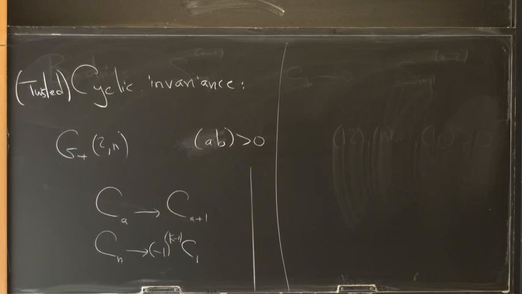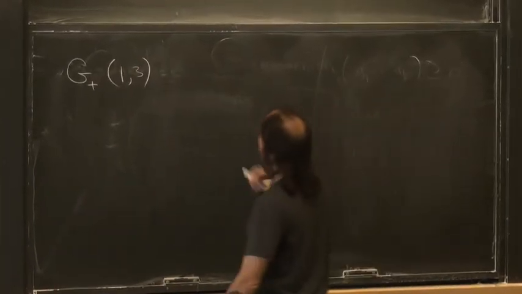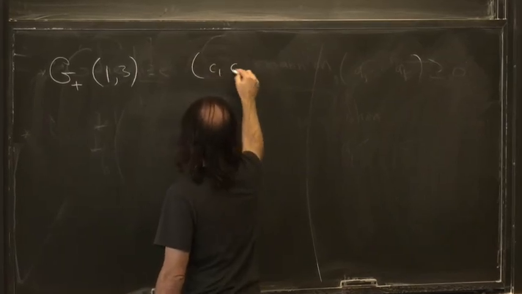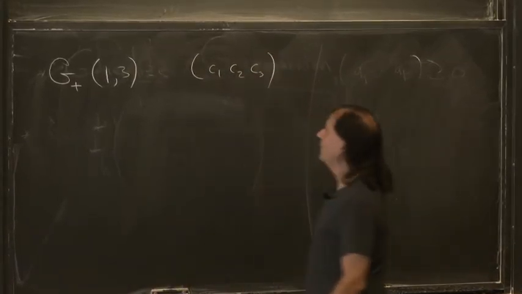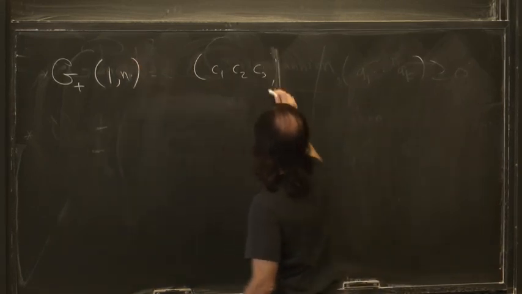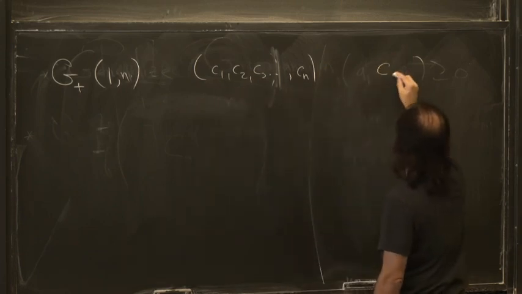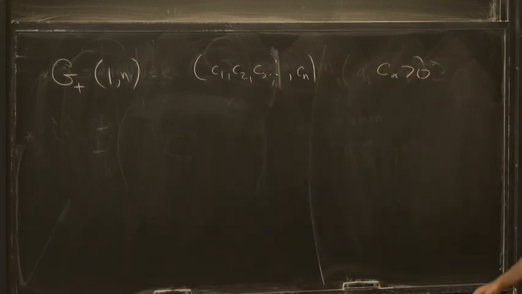Let's just quickly see that. What is G plus (1,3)? Well, this is just C_1, C_2, C_3. Say G plus (1,n). It's a 1 by n matrix, and all the minors, just the C_a's, are positive. So of course, that goes back to the simplex.